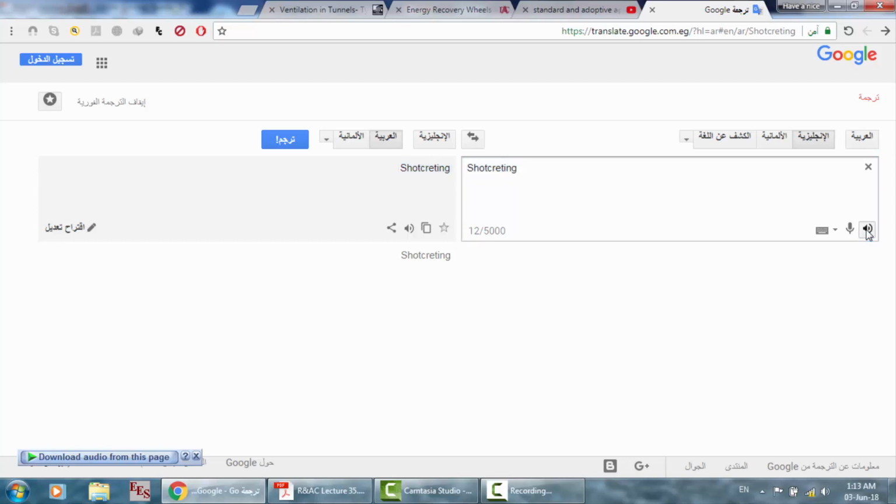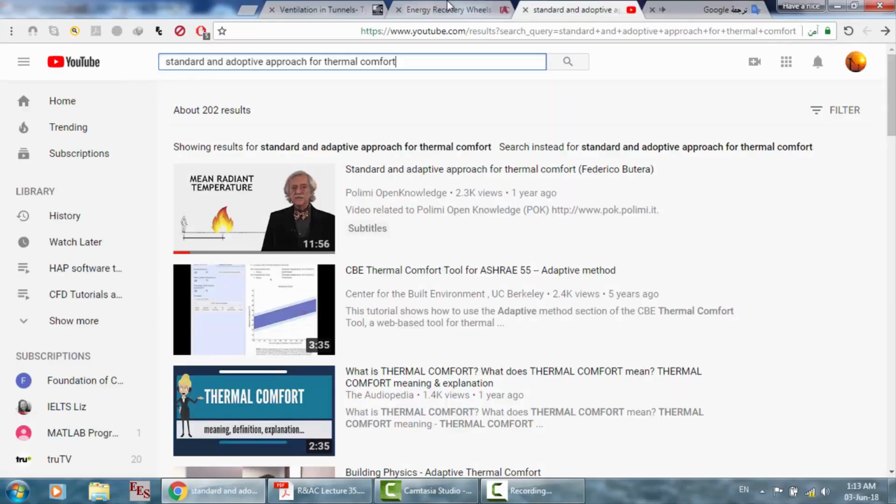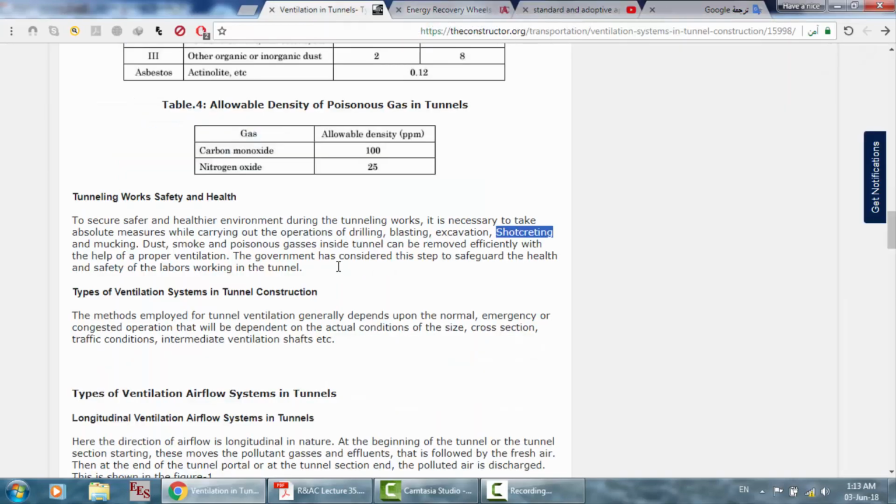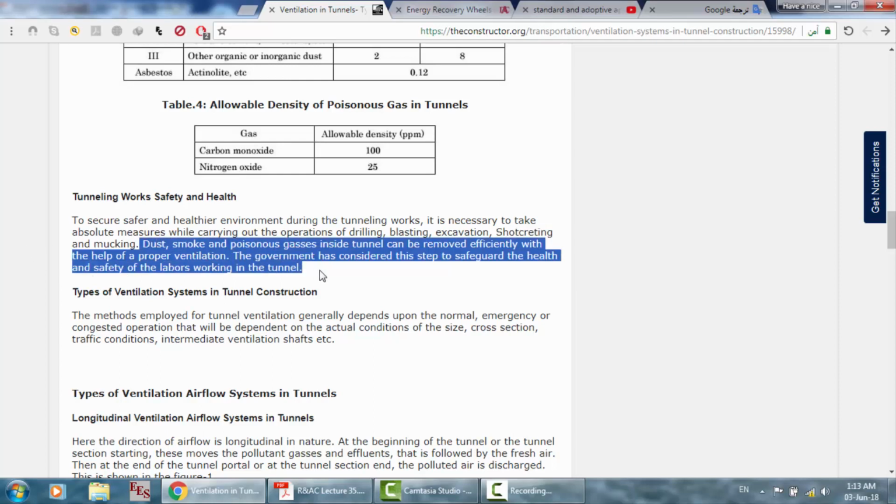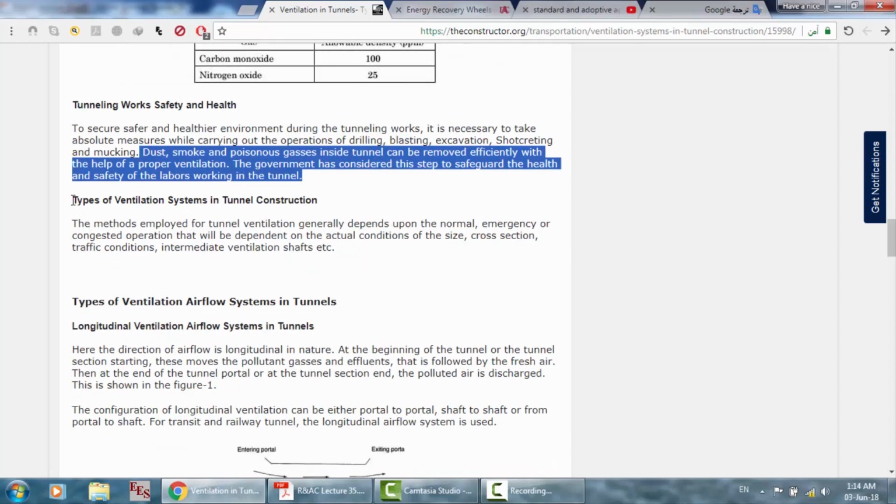So it's shot creating, and mucking. Sawdust and smoke and poisonous gases inside the tunnel can be removed efficiently with the help of proper ventilation. So the government has considered this step to safeguard the health and safety of labor working in the tunnel. I think this is the American government, but I'm not sure.